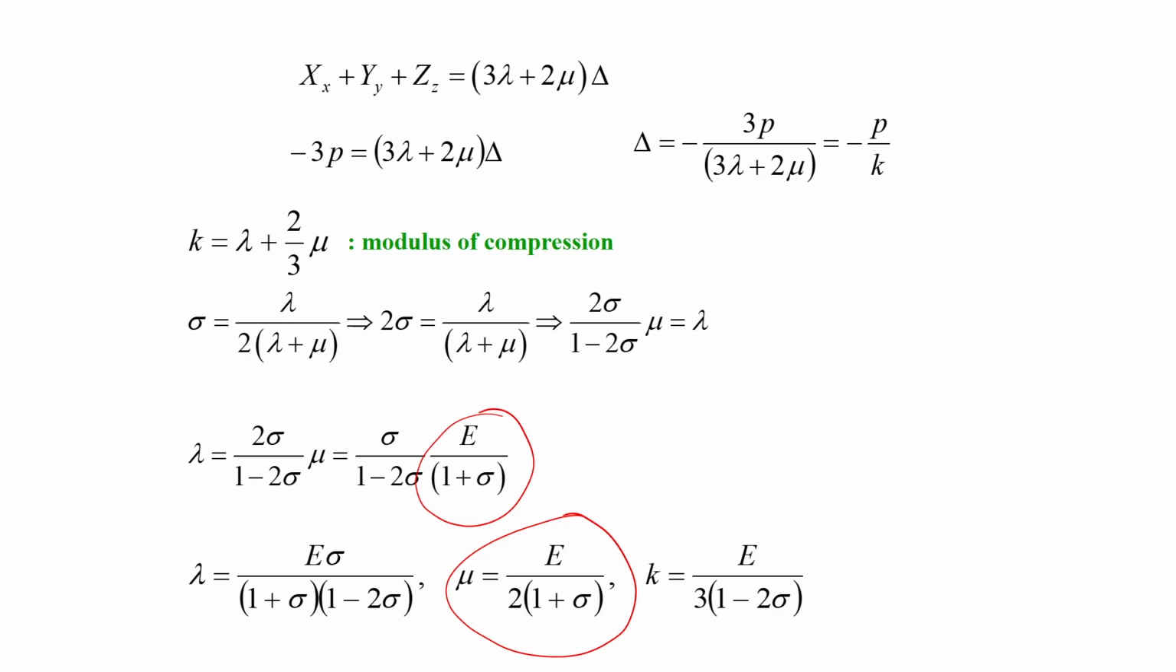You notice that when sigma goes to 0.5, k goes to infinity. So, the bulk modulus goes to infinity for an incompressible material, whose volume cannot be changed. Therefore, a material for which the Poisson ratio is equal to 0.5 is basically the incompressible limit, an incompressible material.